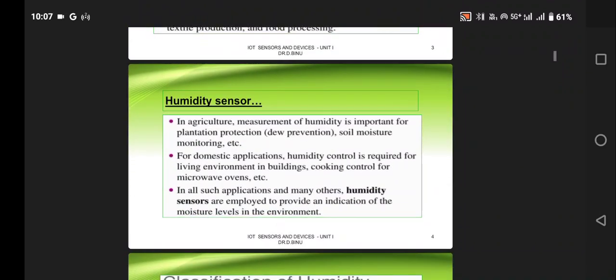In agriculture, measurement of humidity is important for plantation protection, soil moisture monitoring, etc. For domestic applications, humidity control is required for the living environment in buildings and cooking control for microwave ovens. In all such applications and many others, humidity sensors are employed to provide an indication of the moisture in the environment.